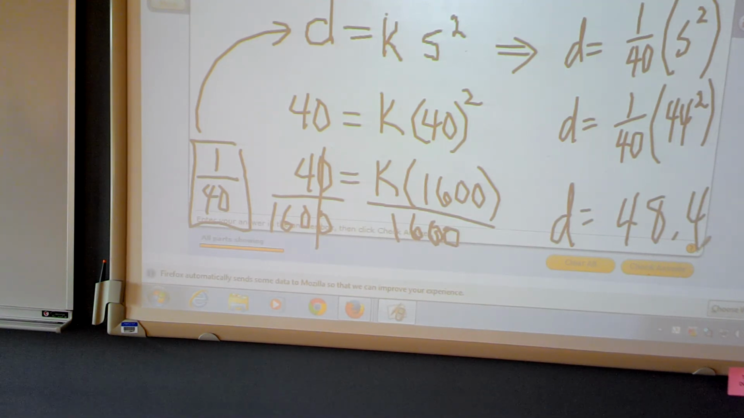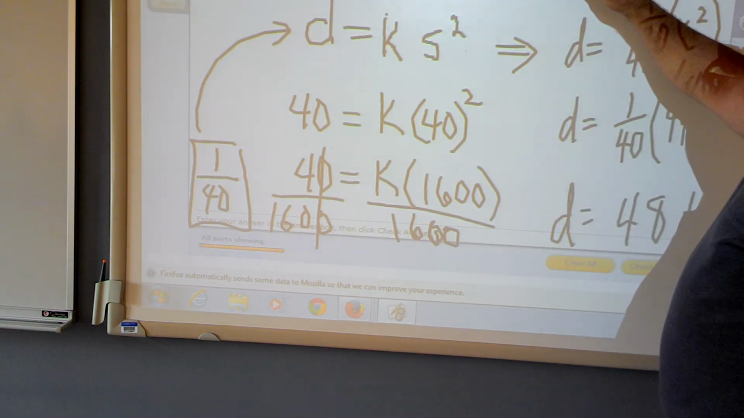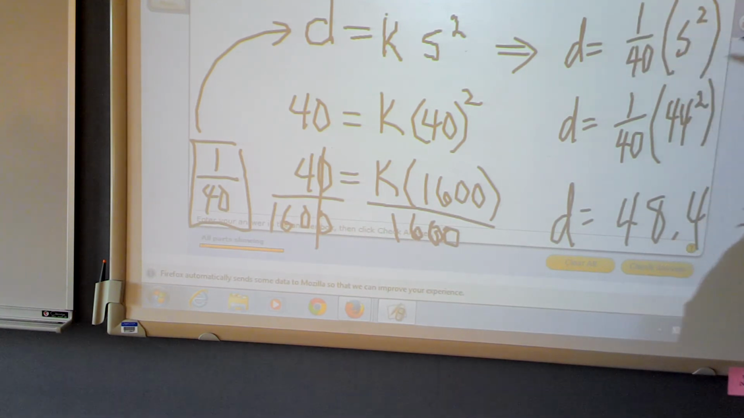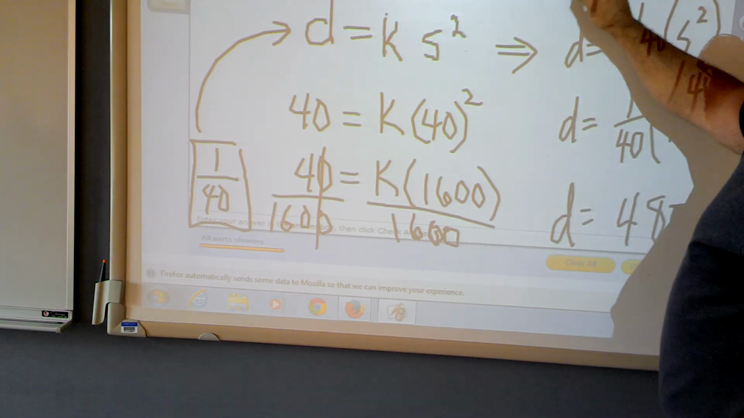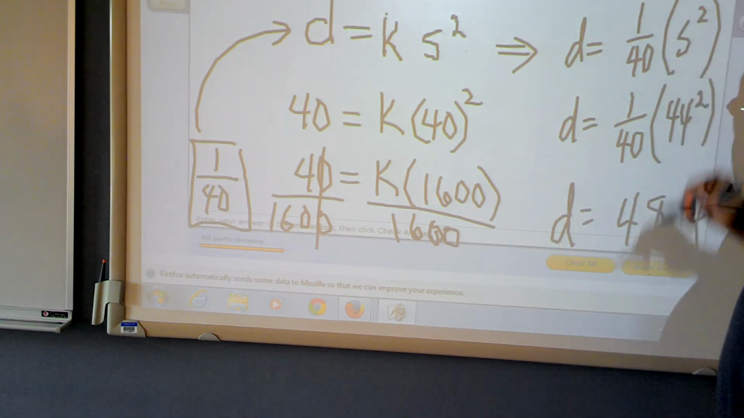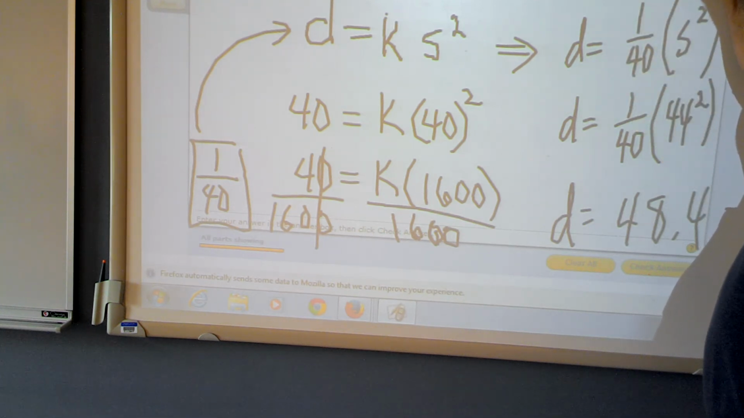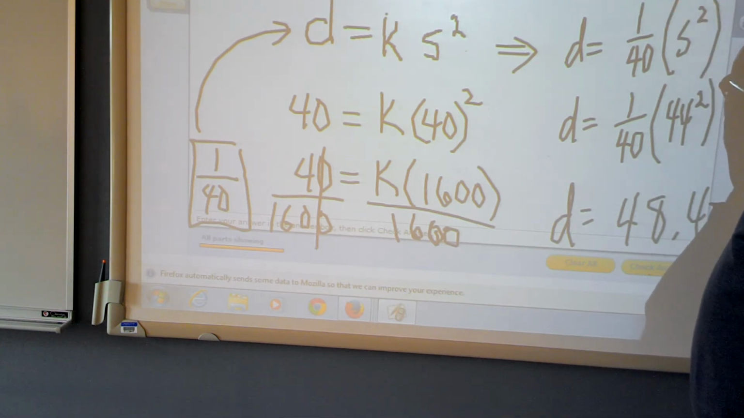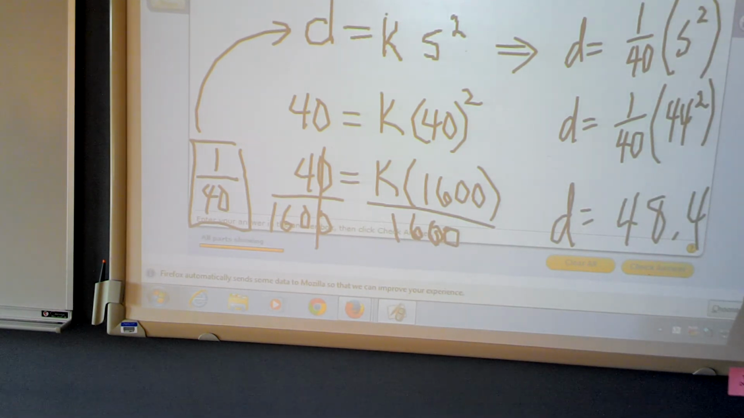Let's get more realistic. Let's do another problem. What if you're traveling 55? Or let's say what some people travel in a school zone, they travel 60. All right, let's see how long it'll take you to stop if a child runs out in front of you. 60 times 60, that'd be 3,600. 3,600 over 40 is 90. It'll take you 90 feet to stop. Remember that when you're going 60 through a school zone.